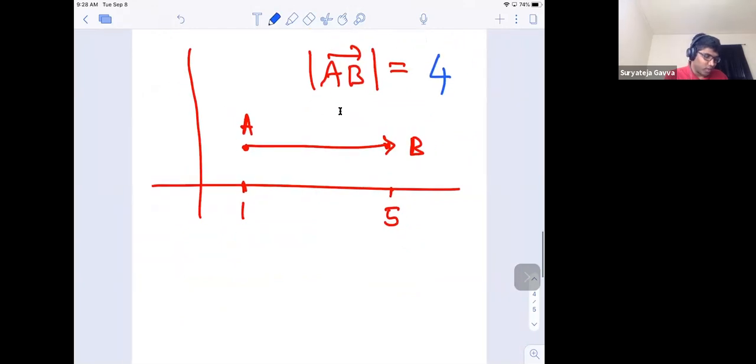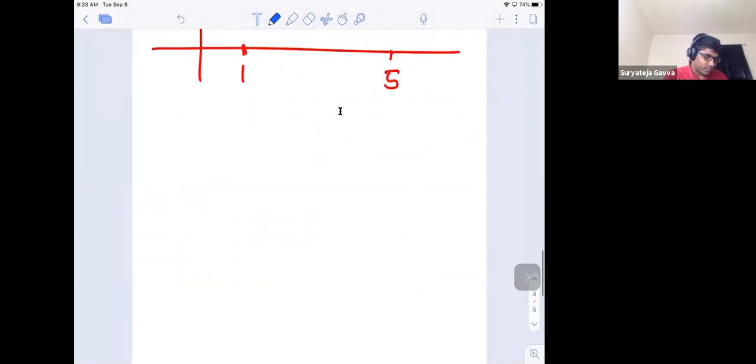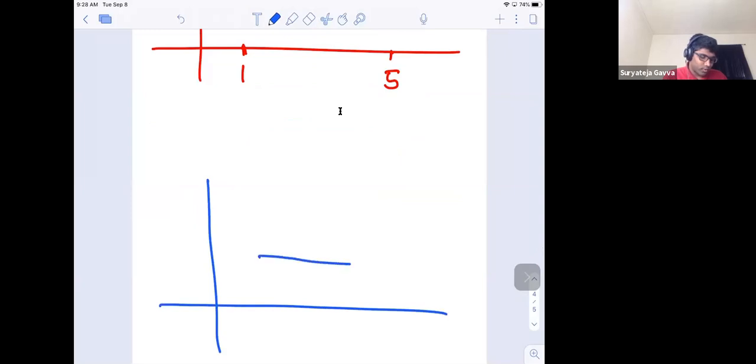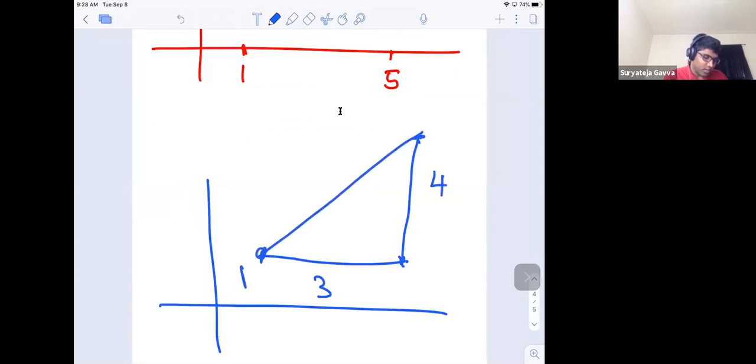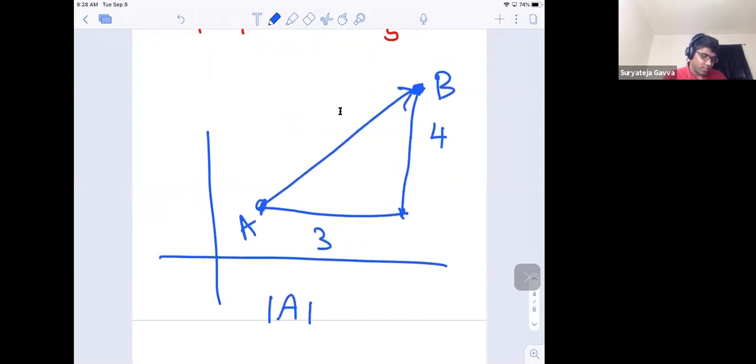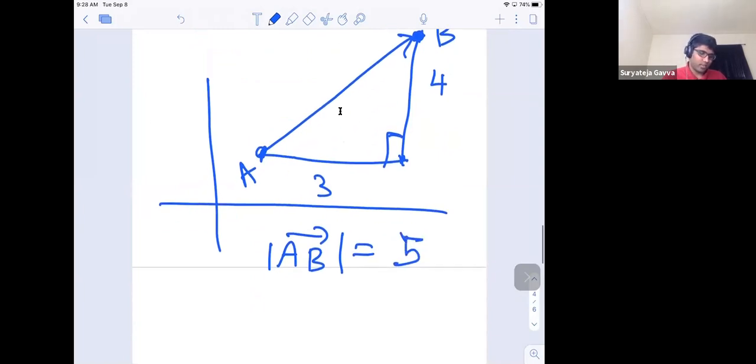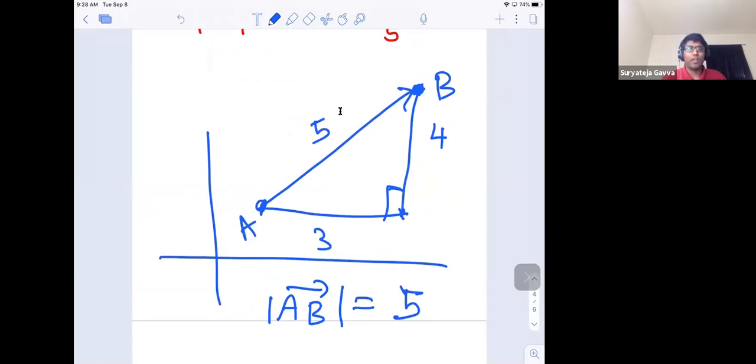Okay, good. So now let's do one more. Say this is 3, this is 4. So I have A here, P here. Can you tell me what the length of AB is? By the Pythagorean theorem, 3 squared plus 4 squared is 5 squared, so the length is 5. Just apply the Pythagorean theorem. Square root of 25 is 5.